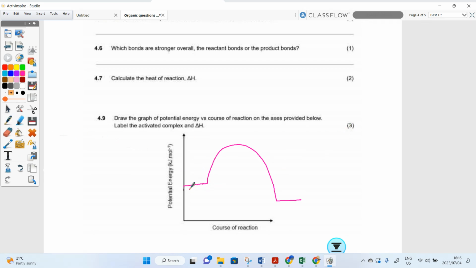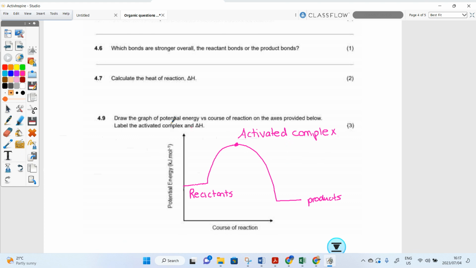So here, what do we start with? Reactants. What do we end with? Products. What do we call the substance here in the middle? The activated complex. It doesn't need an arrow because it's a substance, but all the energies must have arrows.